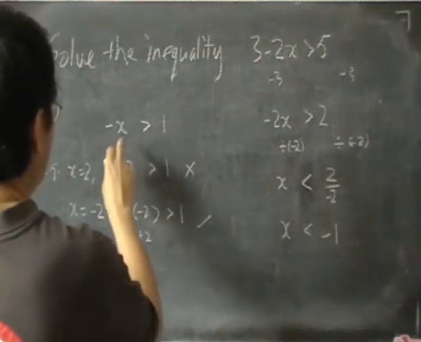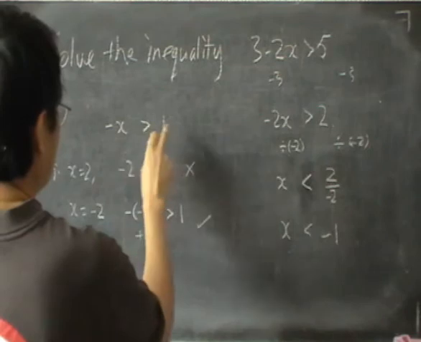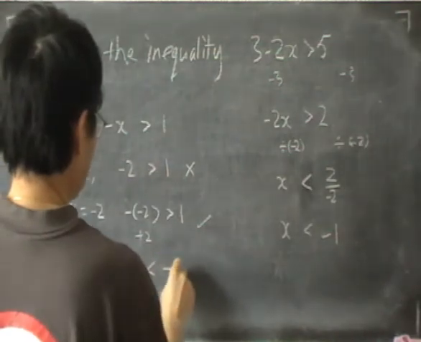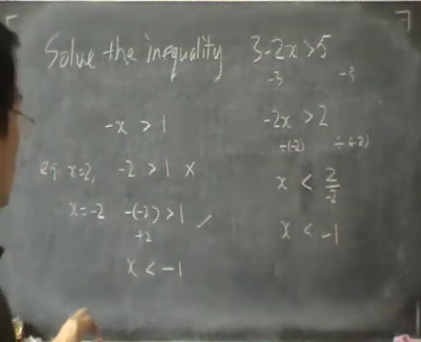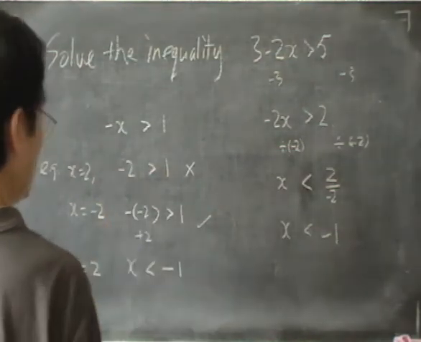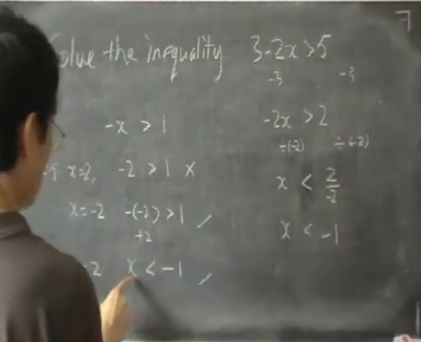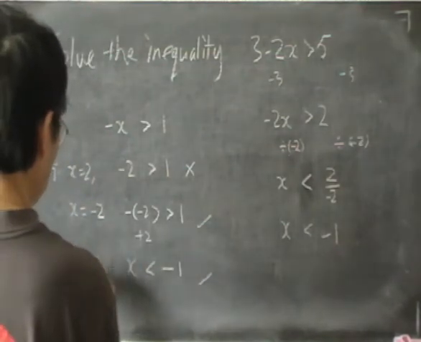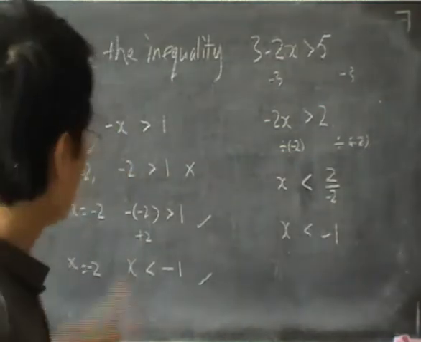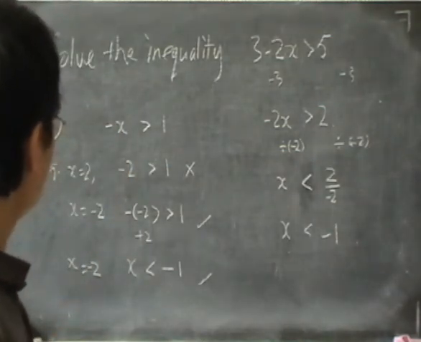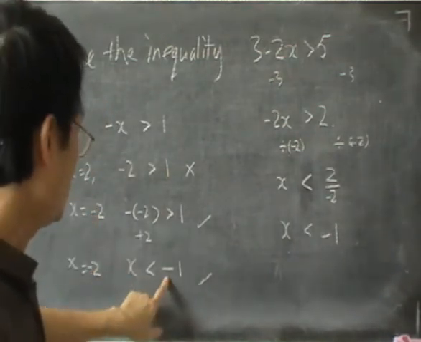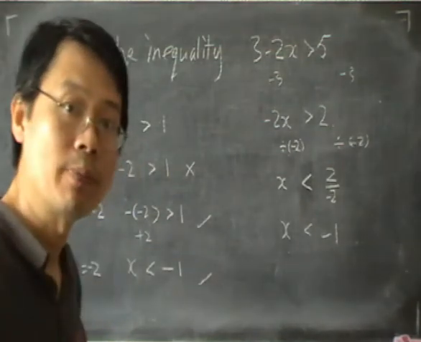Okay, and if I multiply both sides by a minus 1 and flip the inequality like this, we'll see that when x is equal to minus 2, this is still correct, because when x is minus 2, minus 2 is still less than minus 1. So in this example, what we see is that when we choose a number that is less than minus 1, it can satisfy this inequality.